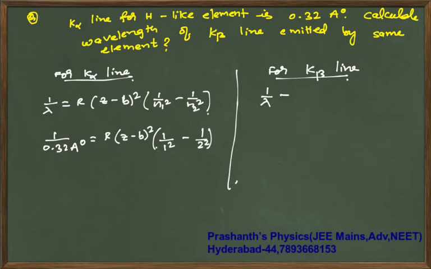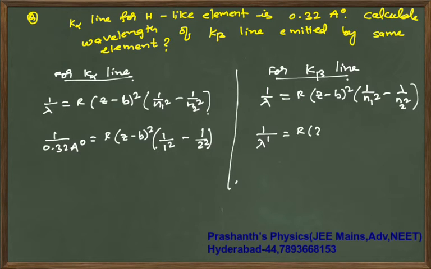For the beta line, following the same logic, R times (Z minus b) whole square times (1 by n1 square minus 1 by n2 square). 1 by lambda, unknown, say lambda dash, is equal to R times (Z minus b) whole square times (1 by 1 square minus 1 by n2 square). That is the second value. For the beta line, it is from 3 to 2, so it is 3 square.